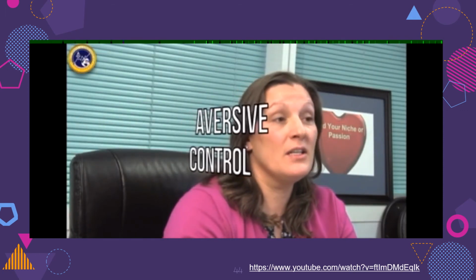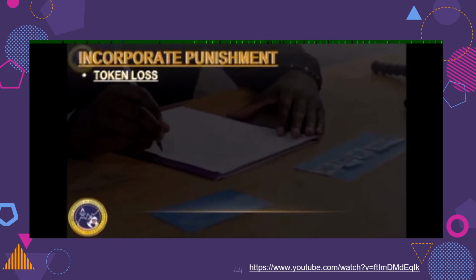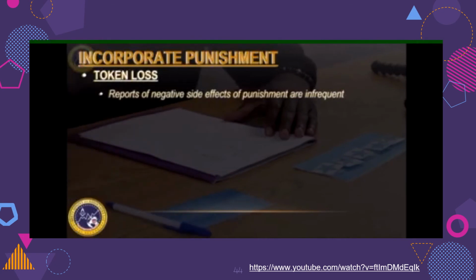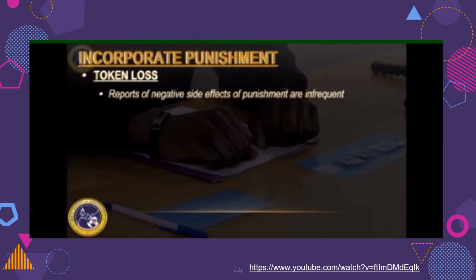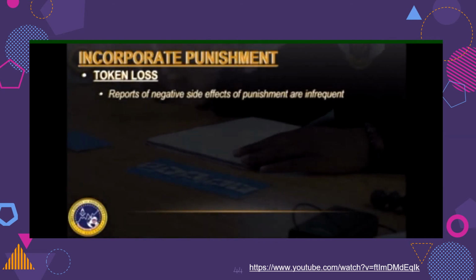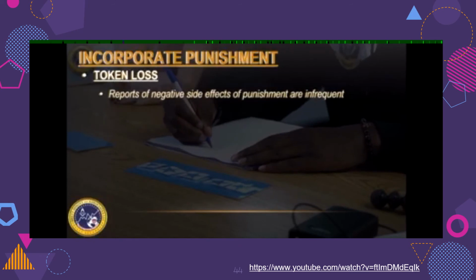So it may be necessary to combine punishment with token systems. And a common negative punishment is to use token loss contingent on problem behavior. One advantage of token loss is that the negative side effects that are associated with punishment, such as escape and social disruption, that we see with other forms of punishment, have been reported infrequently when token loss is used as a punisher in a token economy system.